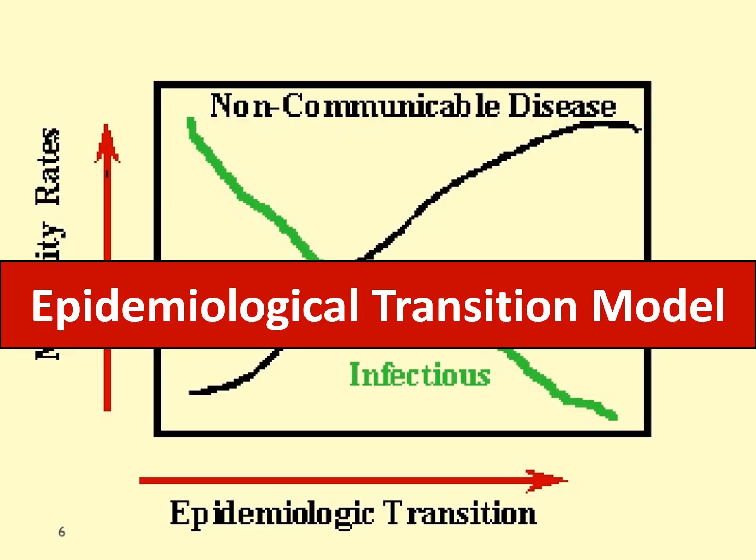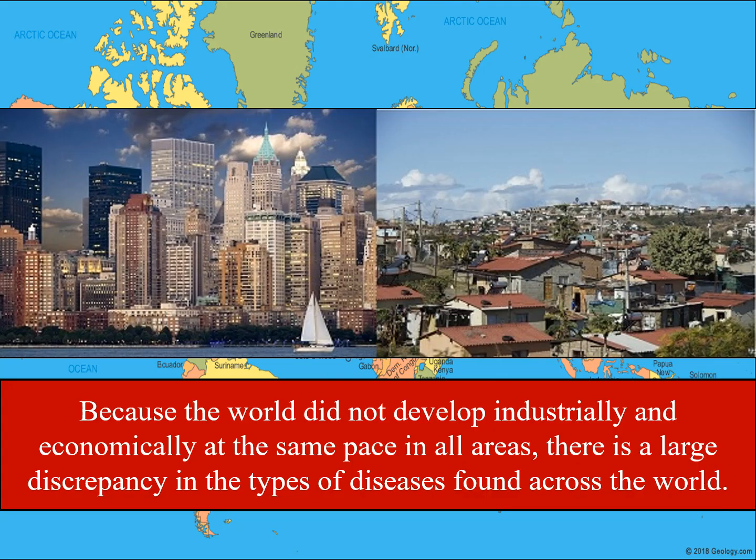The second model we're going to learn about this unit, and very important, is known as the epidemiological transition model. We said the demographic transition is all about population because demography is the study of population. The epidemiologic transition is going to be all about disease because epidemiology is the study of disease. Because the world did not develop industrially and economically at the same pace in all areas, there's a large discrepancy in the types of diseases found across the world.